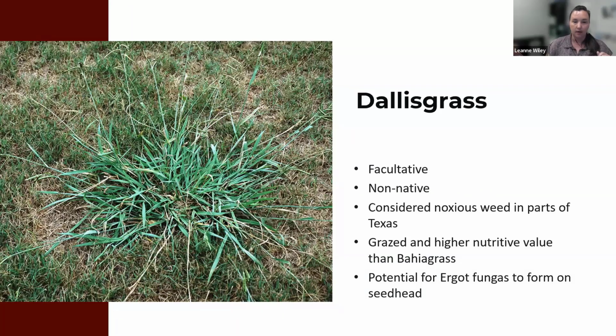Dallas grass is where we're kind of transitioning to. These are some of the issues where cattle can maybe be helpful. It is considered a noxious weed in parts of Texas, but it is something that cattle will graze. It's very nutritious, has a high nutritional value, more so than even Bahia grass, which is a very common upland grass that producers will try to graze.